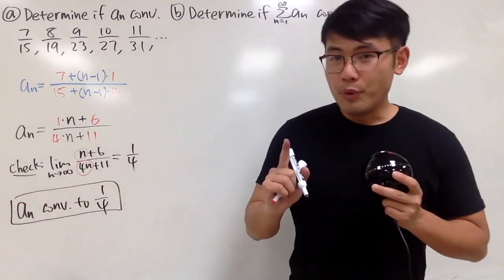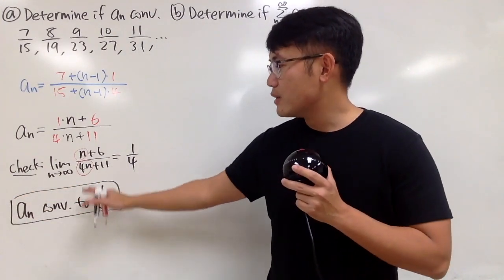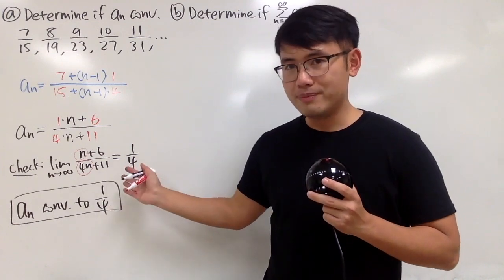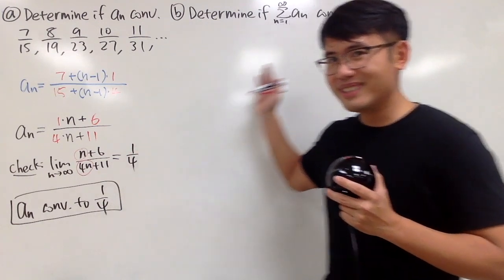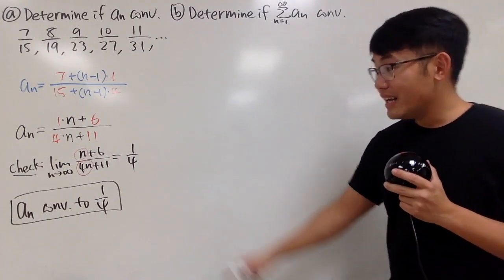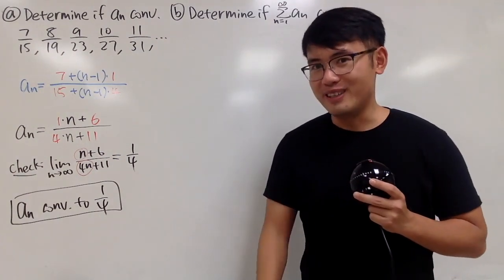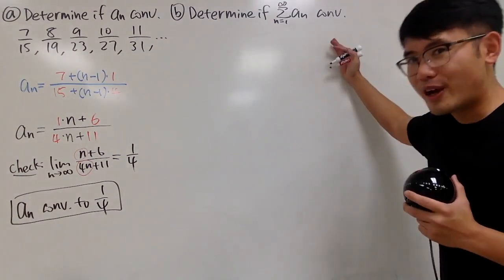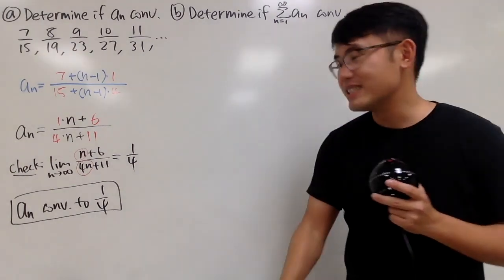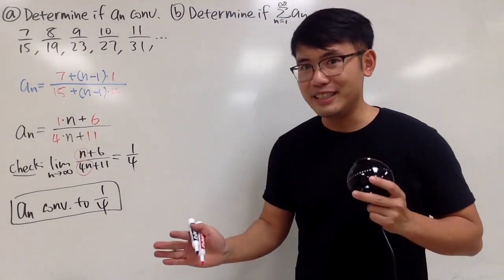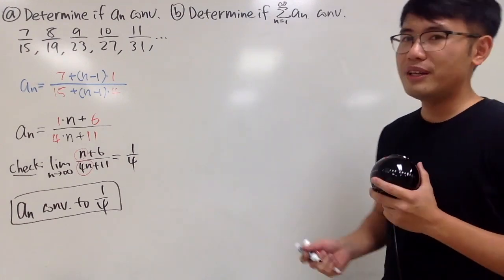And now, when we get the limit of a_n goes to 1 over 4, what can we say about this series? This 1 over 4 is a happy face because the series diverges, since this limit is not equal to 0. That's it. You don't have to do anything fancy.